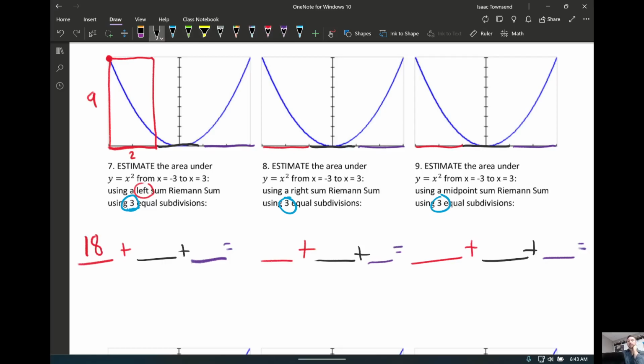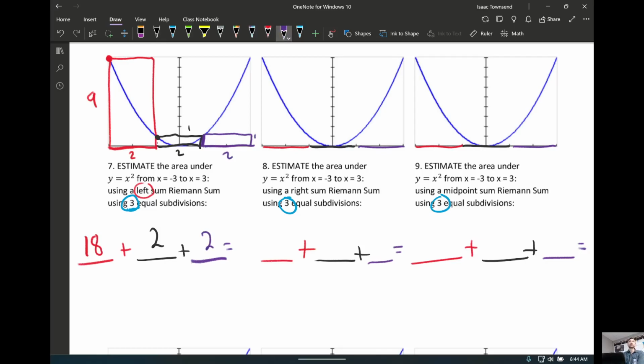Left Riemann sum, you take the left x-most value, see where it hits the function, and draw it to the right. Left x-most value, take where it hits the function, and then draw it to the right. So this one was 2 by 1, 2 square units, and this is 2 by 1, so 2 square units.